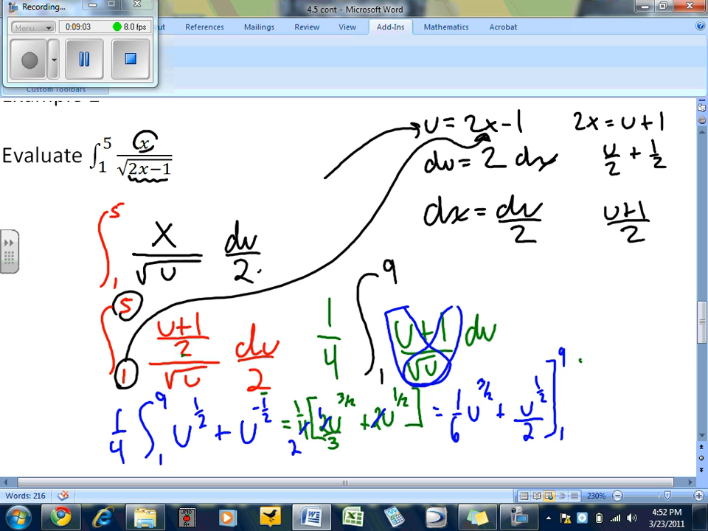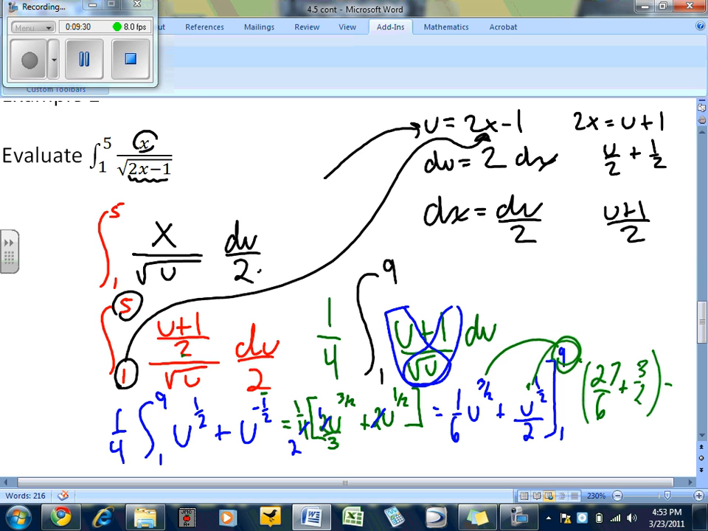Well, when I plug in 9 and I cube 9, I take the square root of 9, I'm going to get 27. So when I plug 9 in there, cube 9 and then take the square root, we're going to get 27. So I'm going to have 27 over 6 plus, well, the square root of 9 when I plug it into here. The square root of 9 is 3, so I'm going to have 3/2.